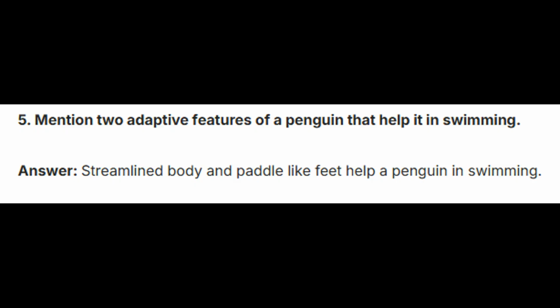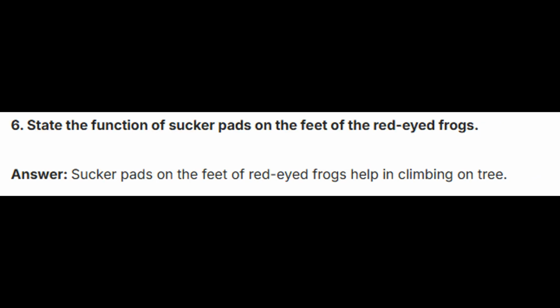Fifth, mention two adaptive features of a penguin that help it in swimming. Answer. Streamlined body and paddle-like feet help a penguin in swimming. Sixth, state the function of sucker pads on the feet of the red-eyed frogs. Answer. Sucker pads on the feet of red-eyed frogs help in climbing on trees.